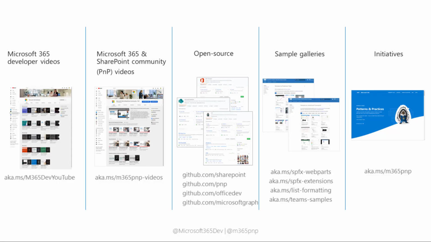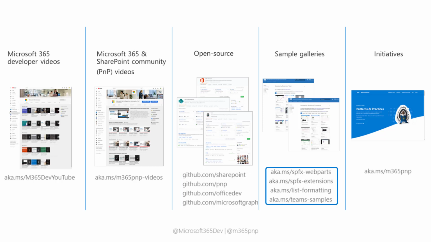Anyway, let's get moving on to the other slides. Quick recap on the assets, so that everybody has access to them and remembers the addresses. aka.ms/m365dev YouTube is our Microsoft 365 developer videos channel. We also have the Microsoft 365 SharePoint Community PnP videos, which is more community related, more MVPs, and more broad, not just developer videos. That's at aka.ms/m365pnp-videos. We do have a lot of open source assets available in GitHub. The most common GitHub organizations would be github.com/SharePoint, github.com/PnP, github.com/OfficeDev, and not forgetting github.com/MicrosoftGraph.